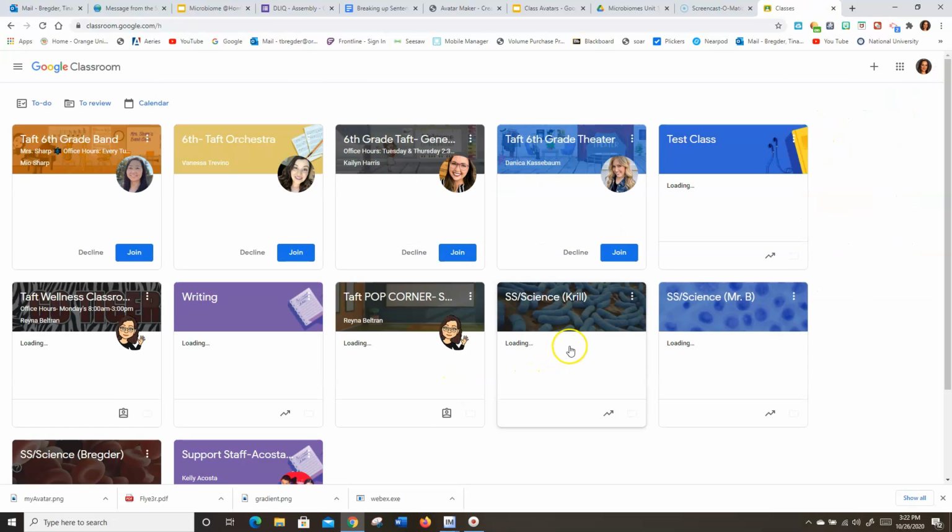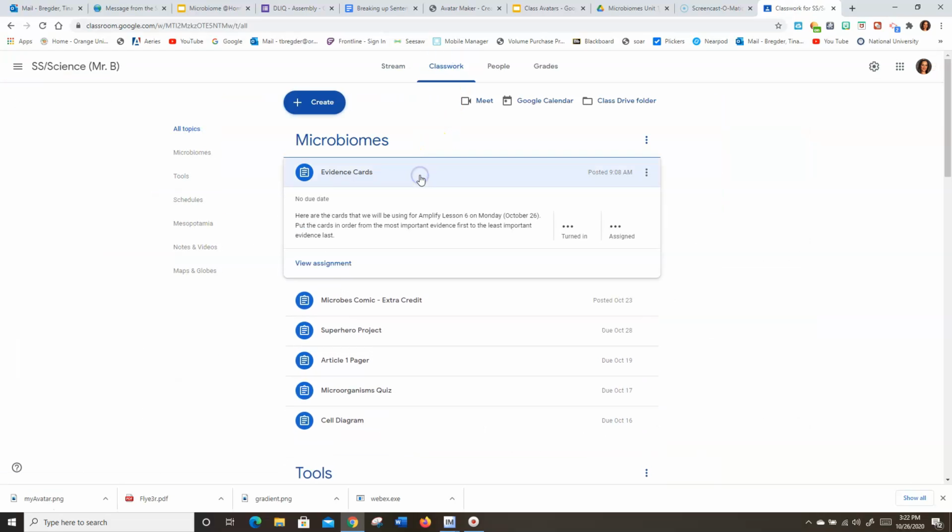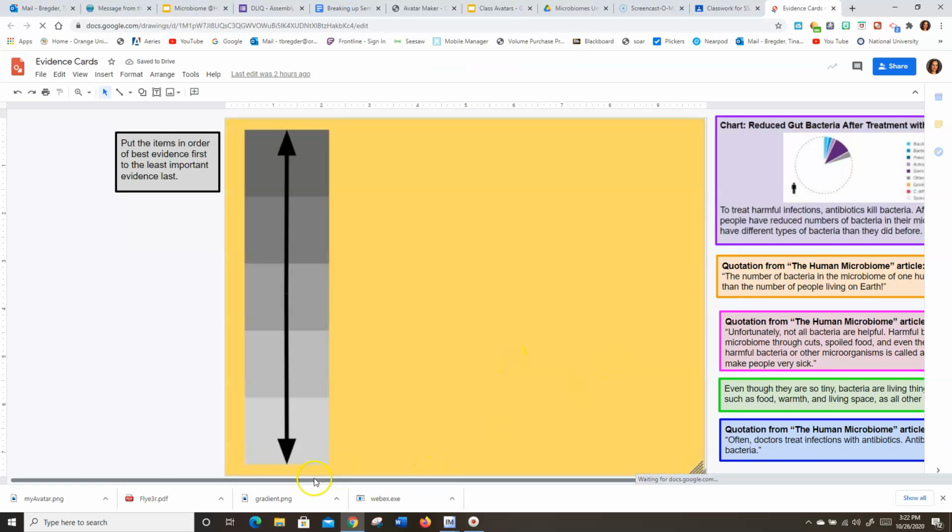And it is called evidence cards. So you're going to go to your class, go to classwork. You're going to bring up the top one. It says evidence cards. Look, somebody turned it in already, and I haven't even done it with them.